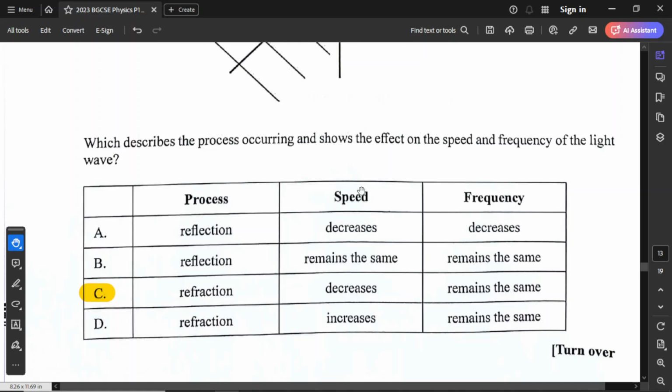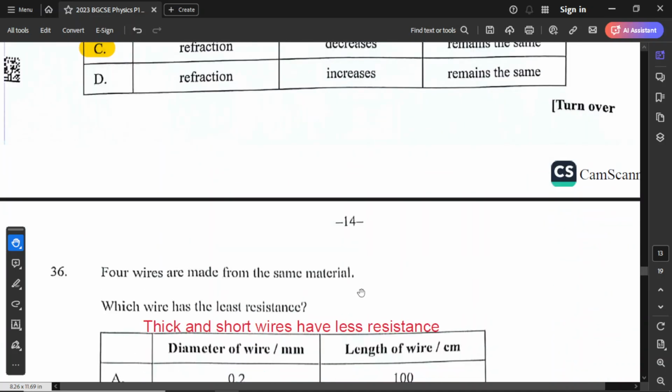However, the speed will decrease as it moves from air into glass, because glass is of a greater density. All right, the frequency again remains the same because it's propagating at the same rate. So the way that you create the wave will be the same. That remains. All right, and so C is the correct answer for that one.